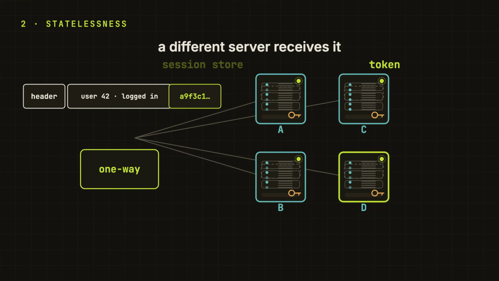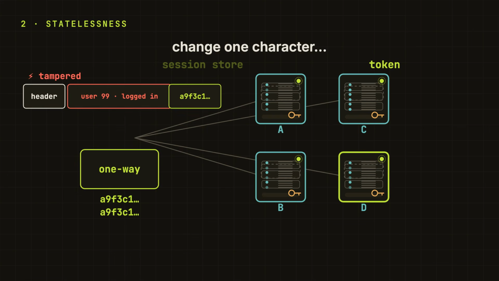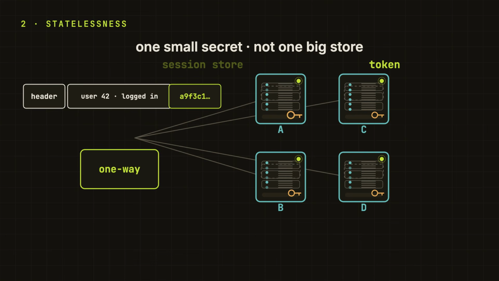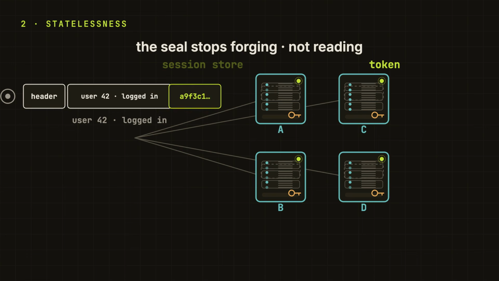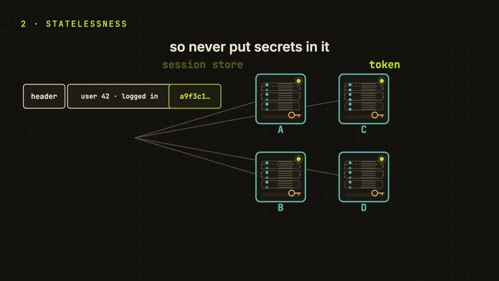So, when any of our servers receives the token back, it does the exact same calculation itself and compares. If even one character of that contents was changed, the result will not match and the token is rejected. So, our servers share one small secret key instead of one big session store. And one important point to get right: the token is readable by anyone who has it. The signature only stops it being forged, it does not hide what is inside. So, you never put secrets in it. So, now any server can just verify the signature and trust the token. No lookup, no shared store needed.